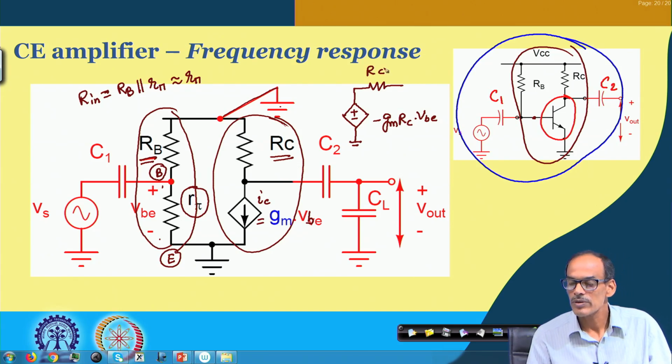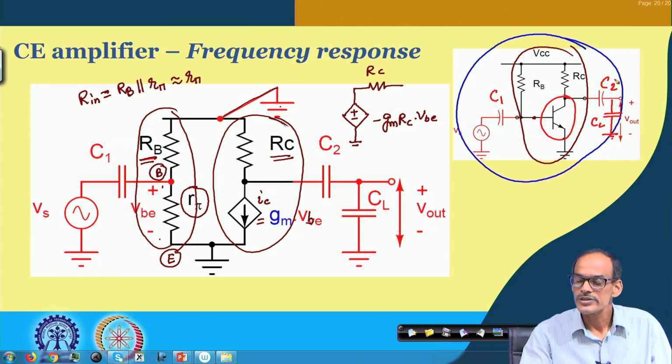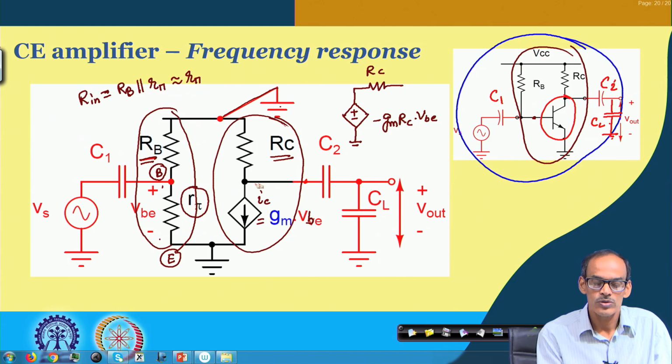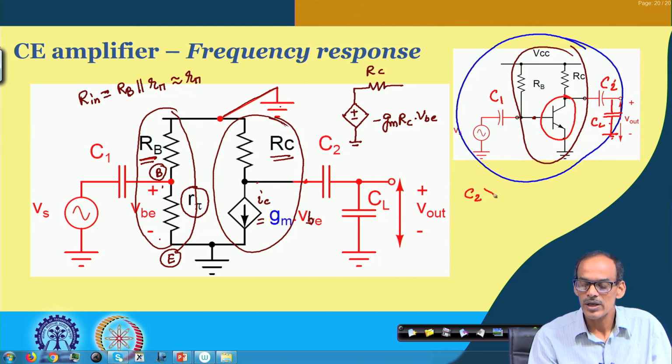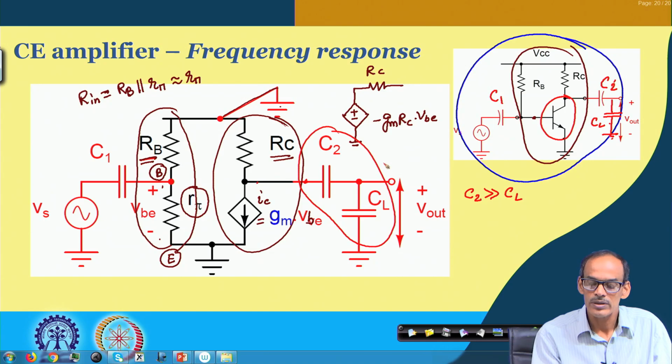And similar to our previous discussion, there will be load capacitance coming from the subsequent stage, CL. So, C2 and CL together give the load to this circuit, and typically C2 is much higher than CL. So, the series connection of C2 and CL is approximately CL under this condition. So, at this output node we have CL.